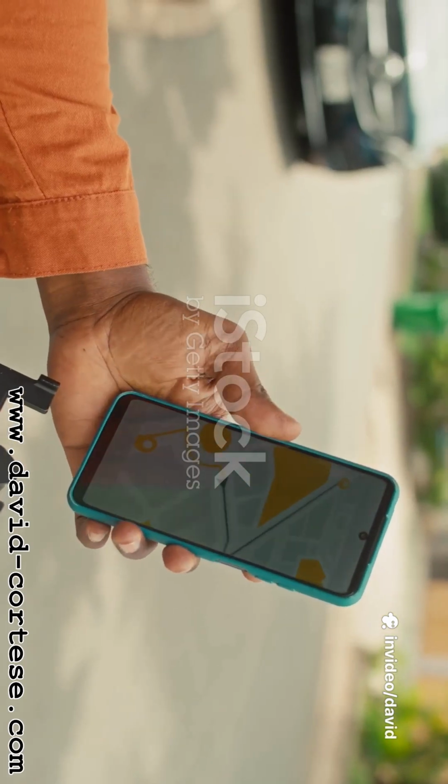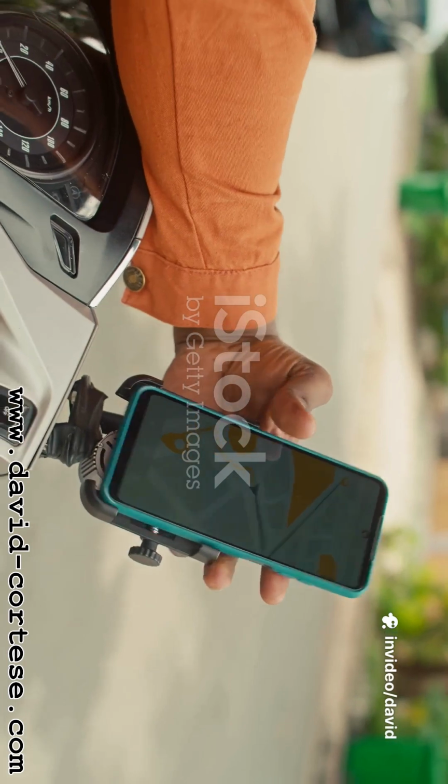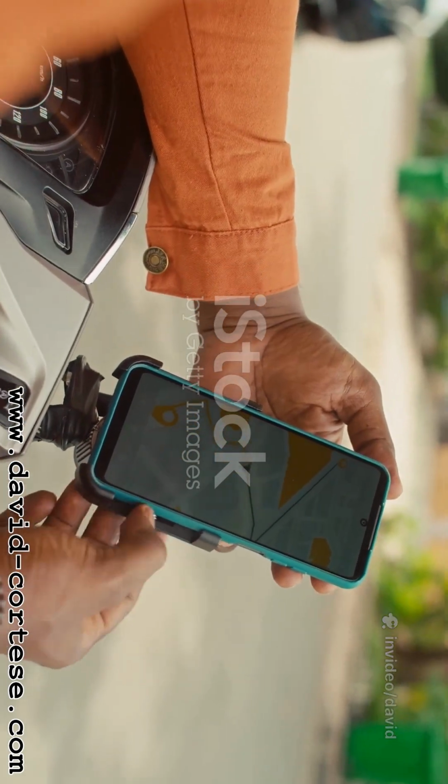Hello, science fans. Let's talk about something truly amazing, something many of us carry in our pockets every single day. I'm talking about the smartphone.